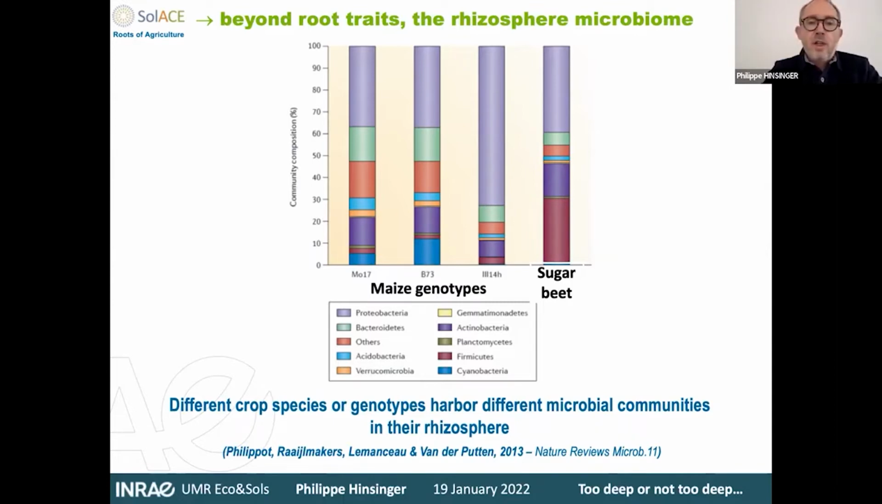And this is showing the diversity and the change in the composition of the microbial community in 3 different genotypes of maize from the 23 I showed before, and also a big difference between them and another plant species, which is sugar beet. So again, this means that crops differ in the microbial community they harbor in the rhizosphere. And that means that there are opportunities to take advantage of this.